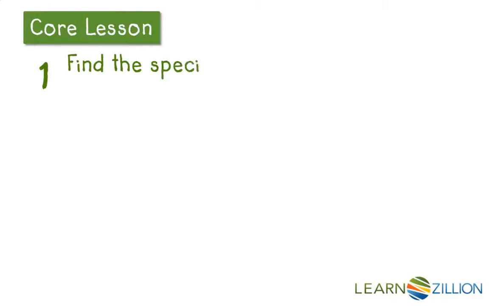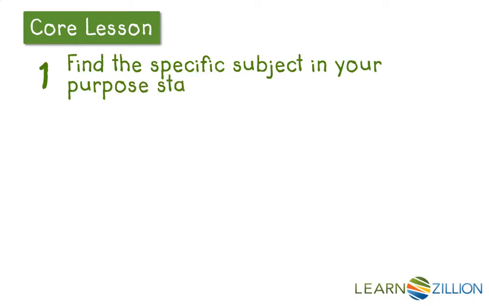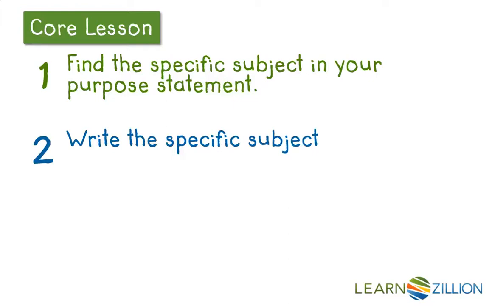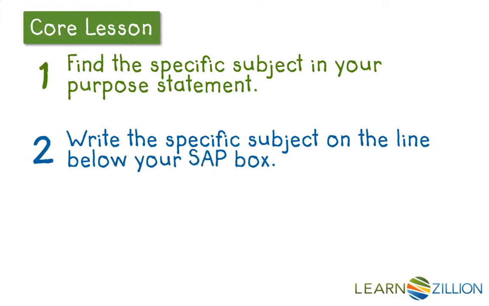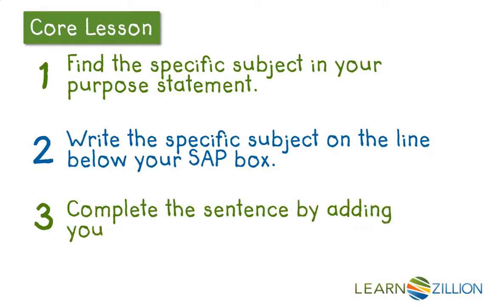So the way to actually go about writing this is to first find the specific subject in your purpose statement. It's generally not too hard to find. Then you're going to write this specific subject on the line below your SAP box. And then finally, you're going to complete the sentence by adding your own opinion to it.